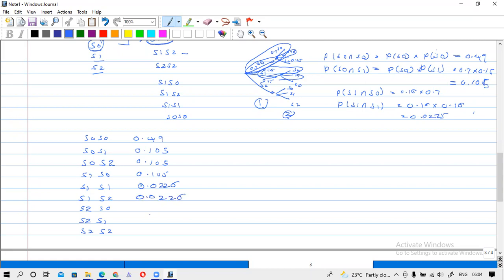I hope this one will be changed, no, because this is 0.9. S2 is 0.5, so you will get 0.105, correct? Yes, 0.105, and here you will get 0.005.